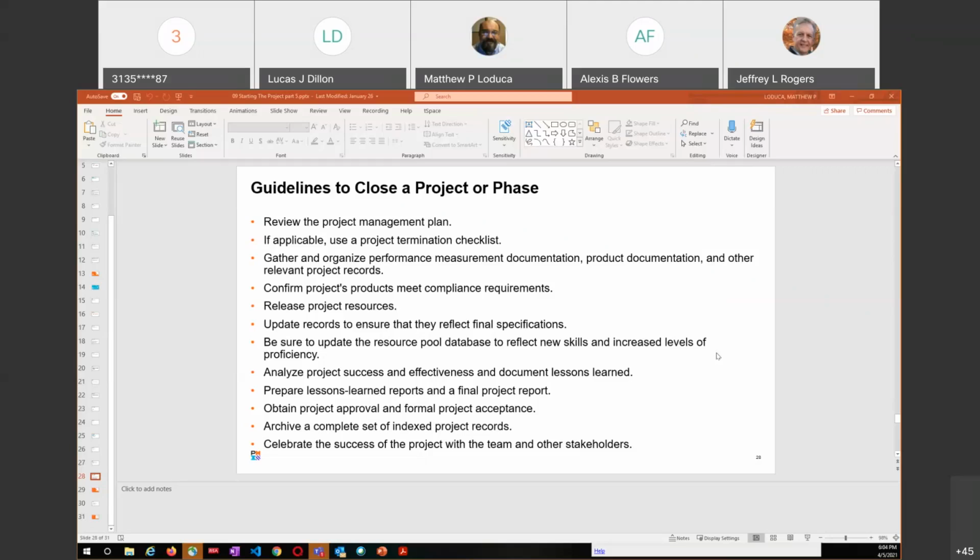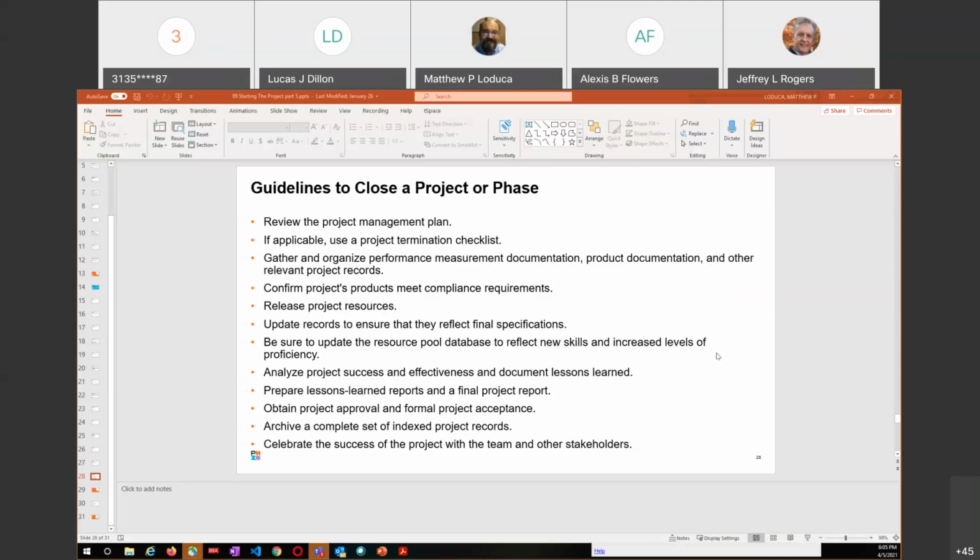Release project resources. So we're done, and now everybody can go out and celebrate and go to work on a project they want to do. So you have to make sure you release your project resources, and update records to ensure that they reflect final specifications. Again, this is beyond the acceptance criteria. You want to make sure all the records show that we've got acceptance on everything, and this is now what the new specs are and how they changed from before.